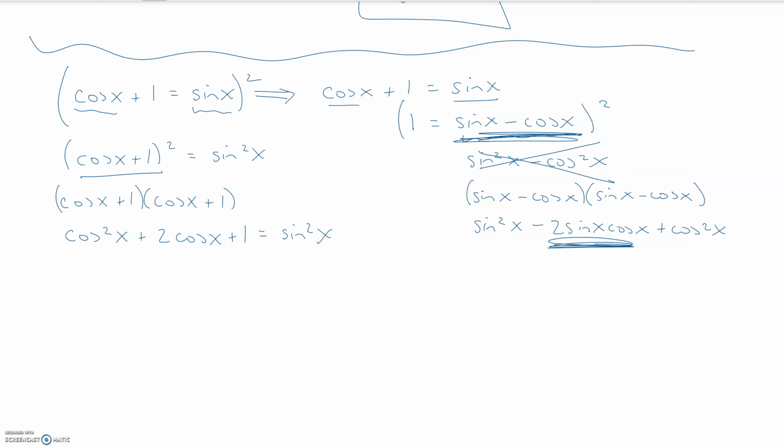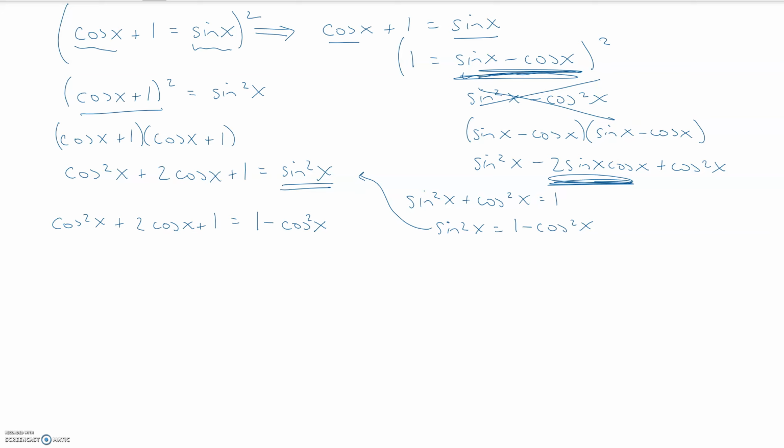We've squared the problem, and now we can use the Pythagorean identities to change sine squared x into cosine of some sort. Think of the Pythagorean identity that deals with sine and cosine. I know that sine squared x plus cosine squared x equals 1. So I can say sine squared x equals 1 minus cosine squared x, and I can substitute that in right here for sine squared x. I have cosine squared x plus 2 cosine x plus 1 equals 1 minus cosine squared x.